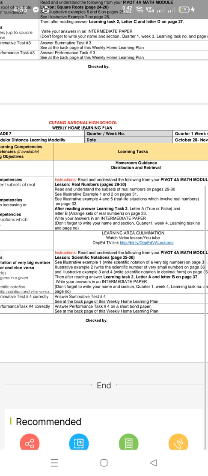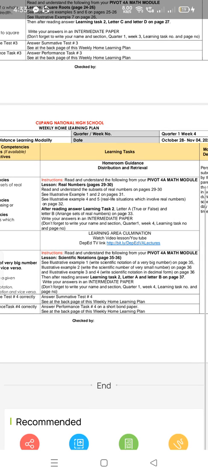Instruction: read and understand the following from your PIVOT 4A Math module. Lesson, real numbers, pages 29 to 30. Read and understand the subsets of real numbers on pages 29 and 30. See illustrative examples 1 and 2 on page 31. See illustrative examples 4 and 5, real life situations which involve real numbers, on page 32.